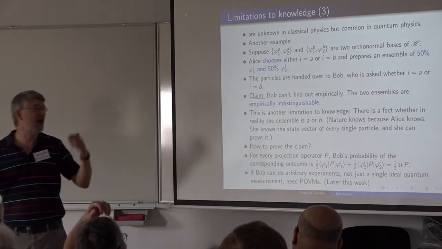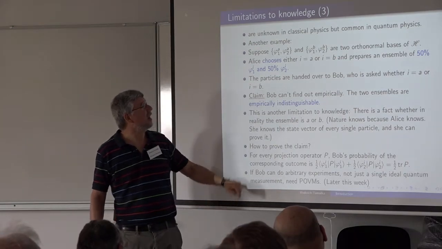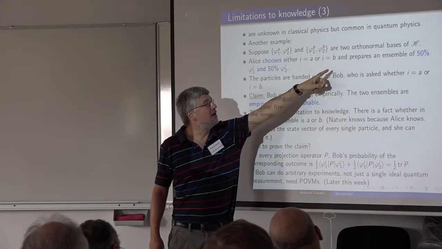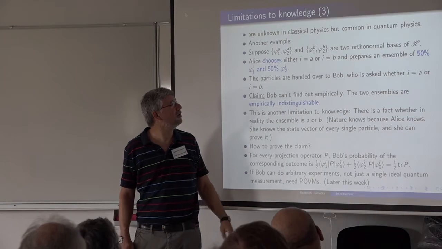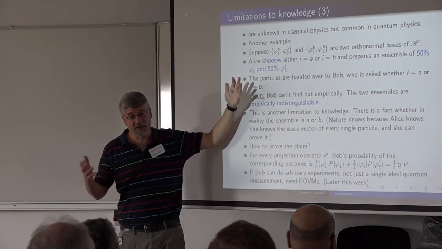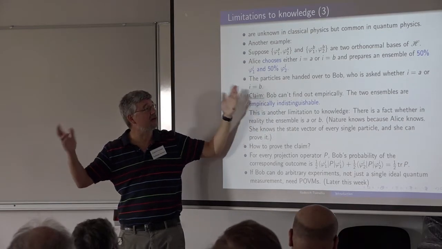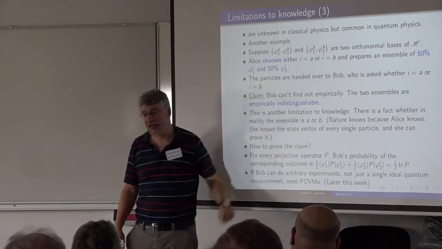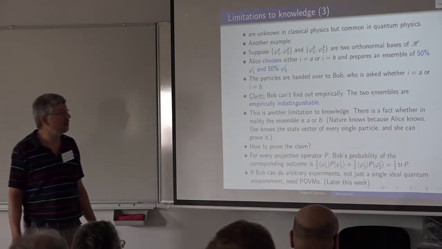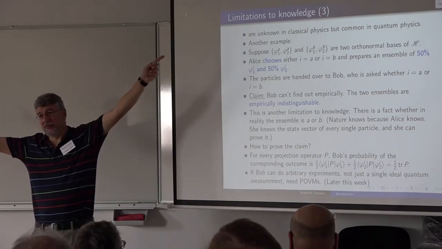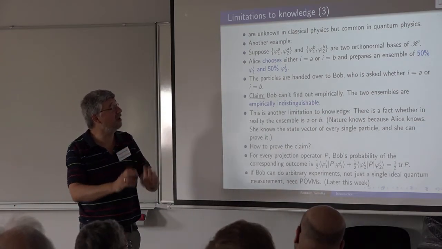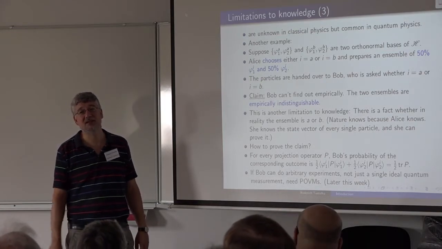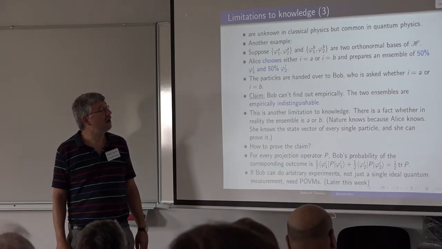And now Addis, it's your turn again. So Addis chooses one of these two bases, either this basis or that basis. I have a choice, let me call it R. Then she prepares an ensemble of 50% particles. So ensemble means many particles, 50% of them with the wave function given by this state vector, and the other 50% given by the other basis vector as the state vector. Okay, so some of them have this, and some of them have that state vector. Now these particles are handed over to Bob, who is asked to determine which of the two bases Addis chose. So he's asked, is it A or B?